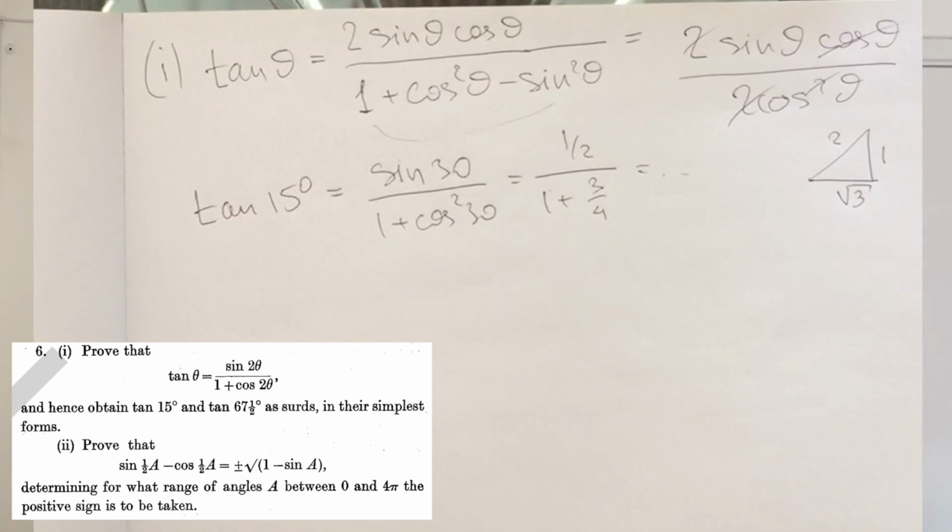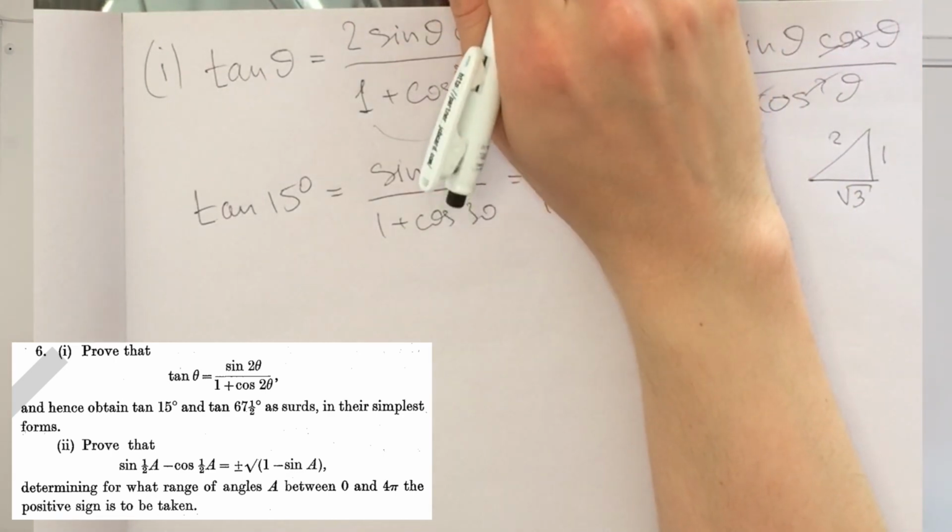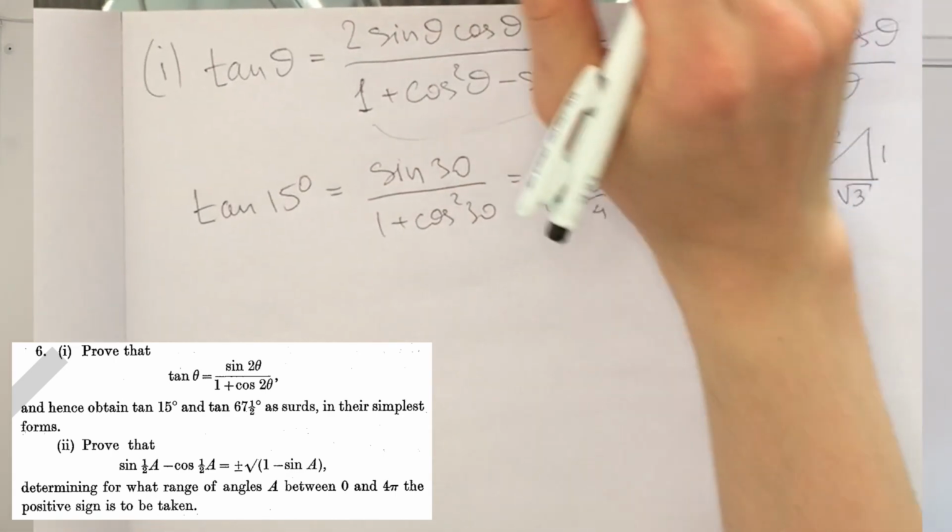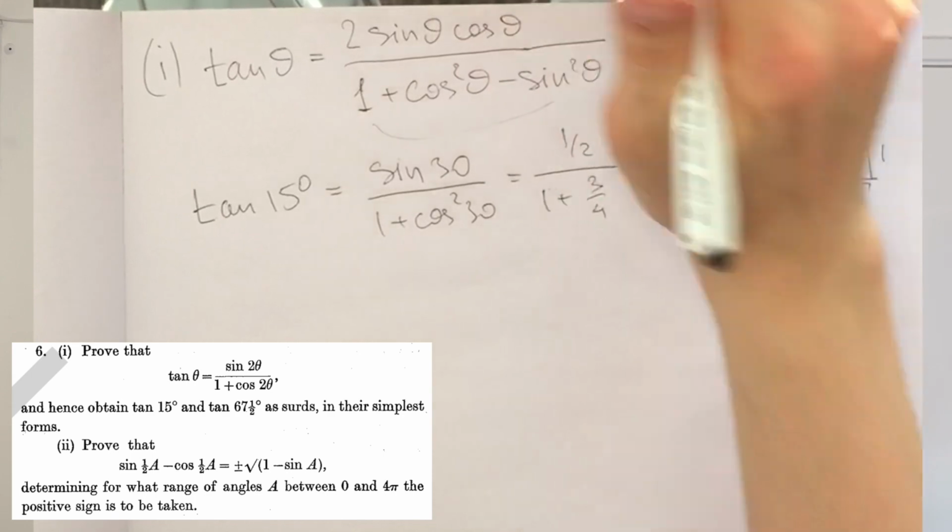And tan 67 and 1/2. So if we double it, we will have 135. But 135 is 180 minus 45. So we should do that when we plug it in. Okay, so that also seems quite simple. Something we could expect in the modern exam as well.